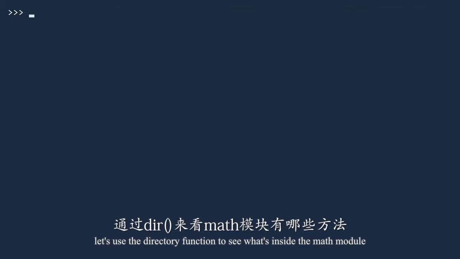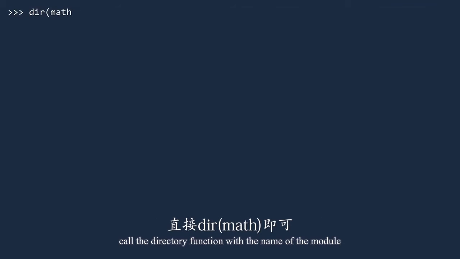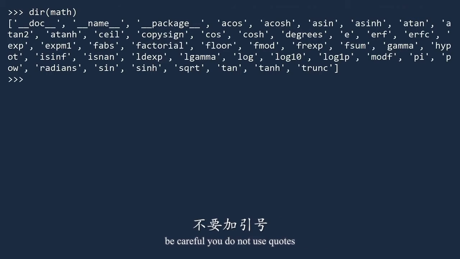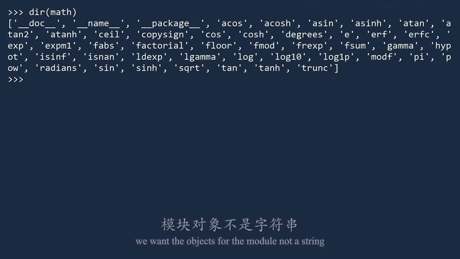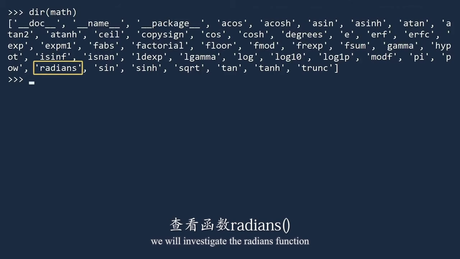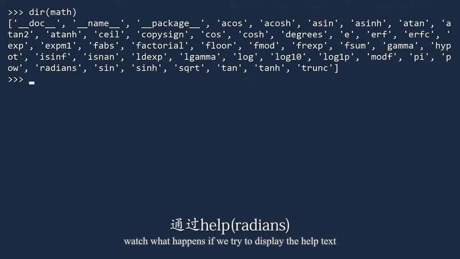Let's use the directory function to see what's inside the math module. Call the directory function with the name of the module. Be careful you do not use quotes. We want the objects for the module, not a string. We will investigate the radians function. Watch what happens if we try to display the help text.